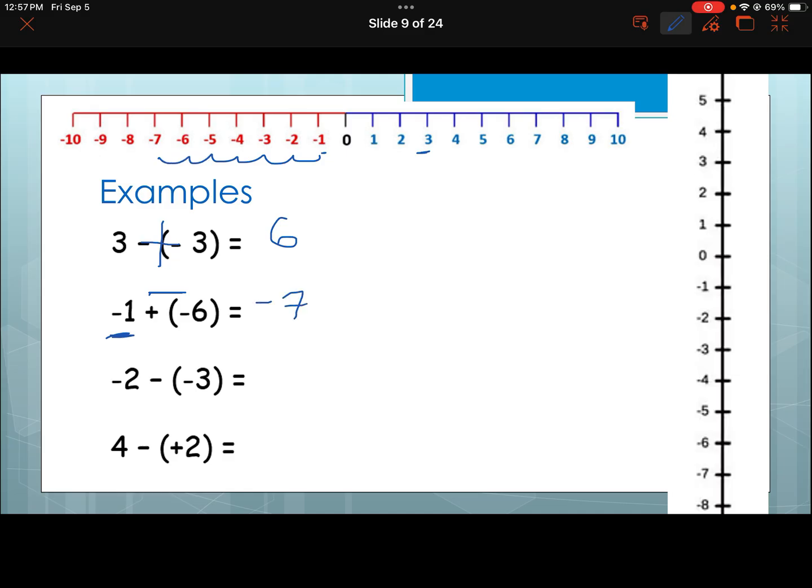-2 minus -3, that's a lot of negatives there, but again, just start at -2. Let's get a different color pen. Let's start at -2, and then minus, they're the same, so make it a plus. And remember, plus means it goes this way, to the right. So it's -2 plus 3, which gets you 1. And then 4 minus plus 2 is just 4 minus 2, which I'm hoping you're okay in saying 2. Okay, those are the examples.